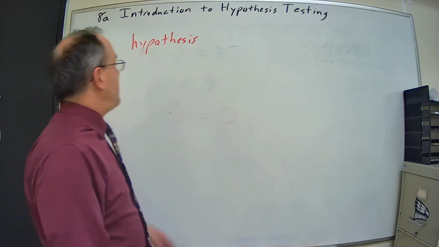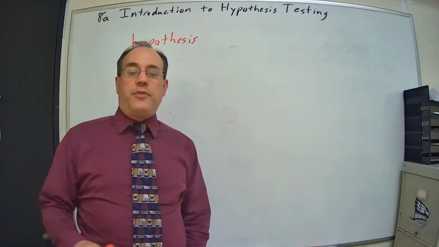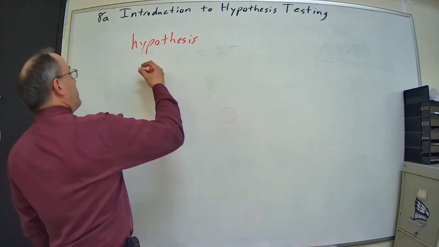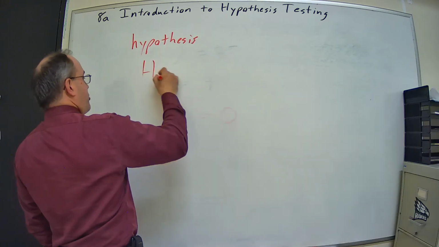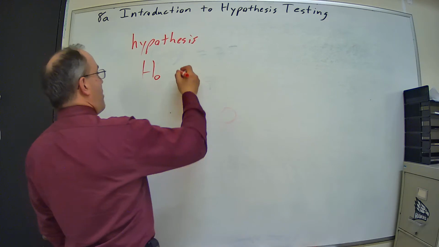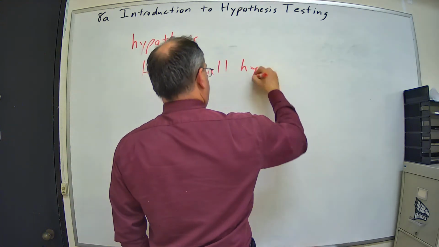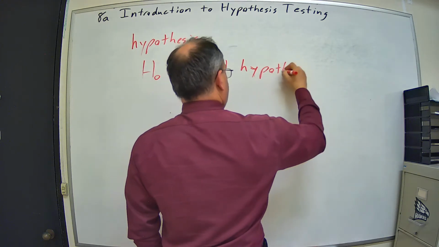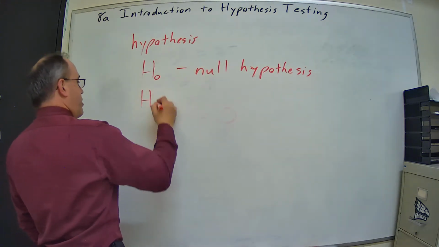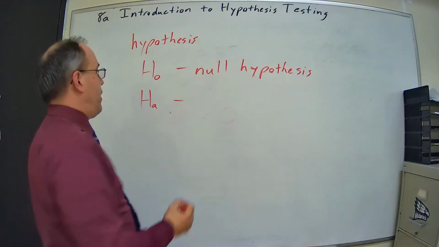Now, when we're dealing with hypotheses for our hypothesis testing, there are two types of hypotheses that we're going to deal with. One is H sub 0, or H sub O, known as the null hypothesis. The other one is H sub A, known as the alternative hypothesis.